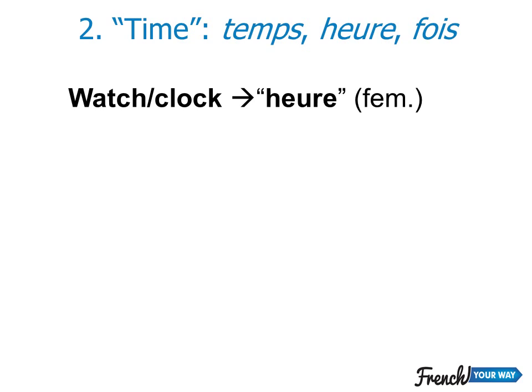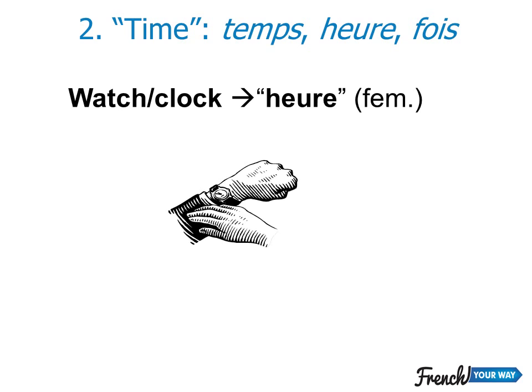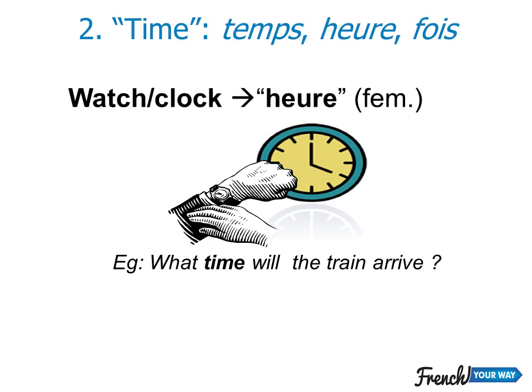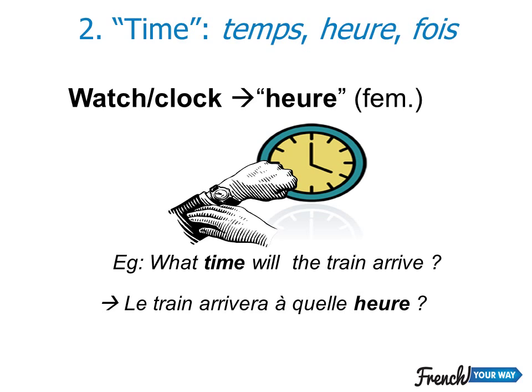Now, if you can point at your watch or at a clock, you mean heure. For example, what time will the train arrive? And you can show your wristwatch as you are asking the question. Le train arrivera à quelle heure?